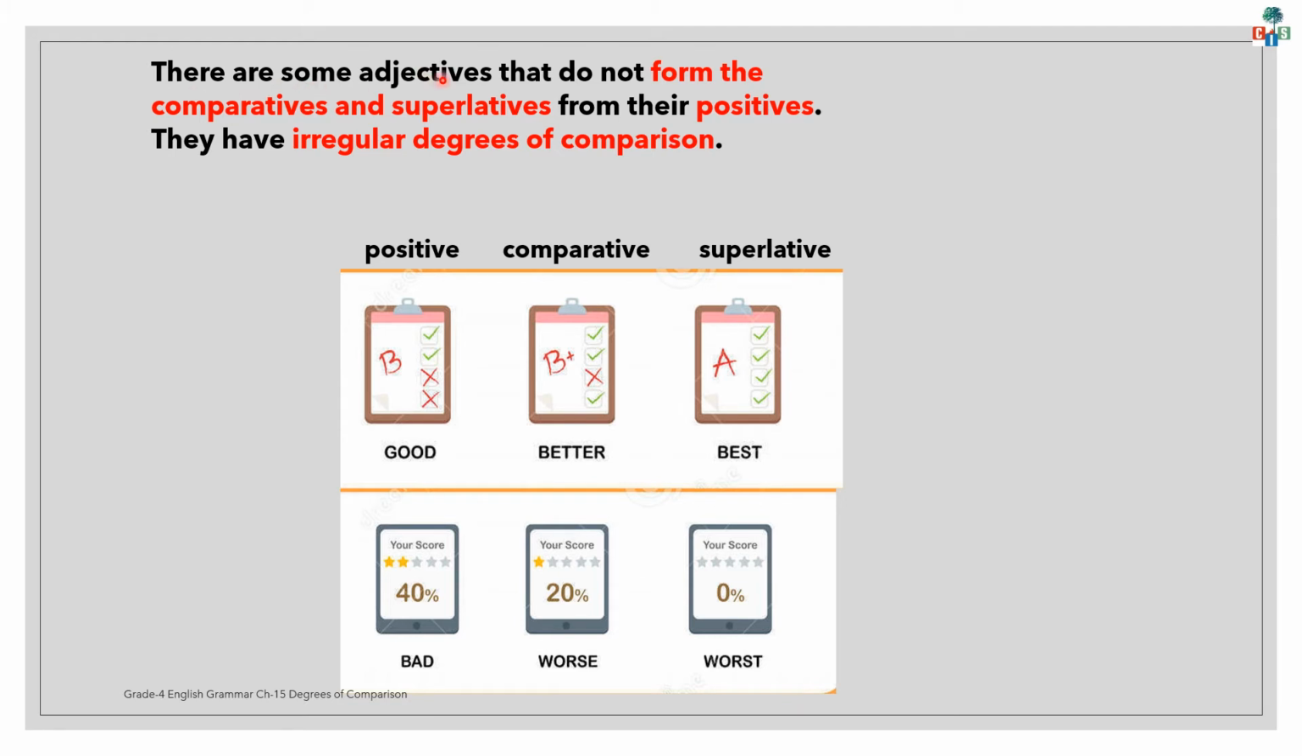There are some adjectives that do not form the comparative and the superlatives from their positives. They have irregular degrees of comparison. For example, good. This adjective is in the positive degree and when you change it into the comparative degree, it will be better. And for the superlative degree, it will be best. Good, better, best. Bad, worse, worst. So these are called the irregular degrees of comparison. For this also, we don't add ER or EST. We just change the word.